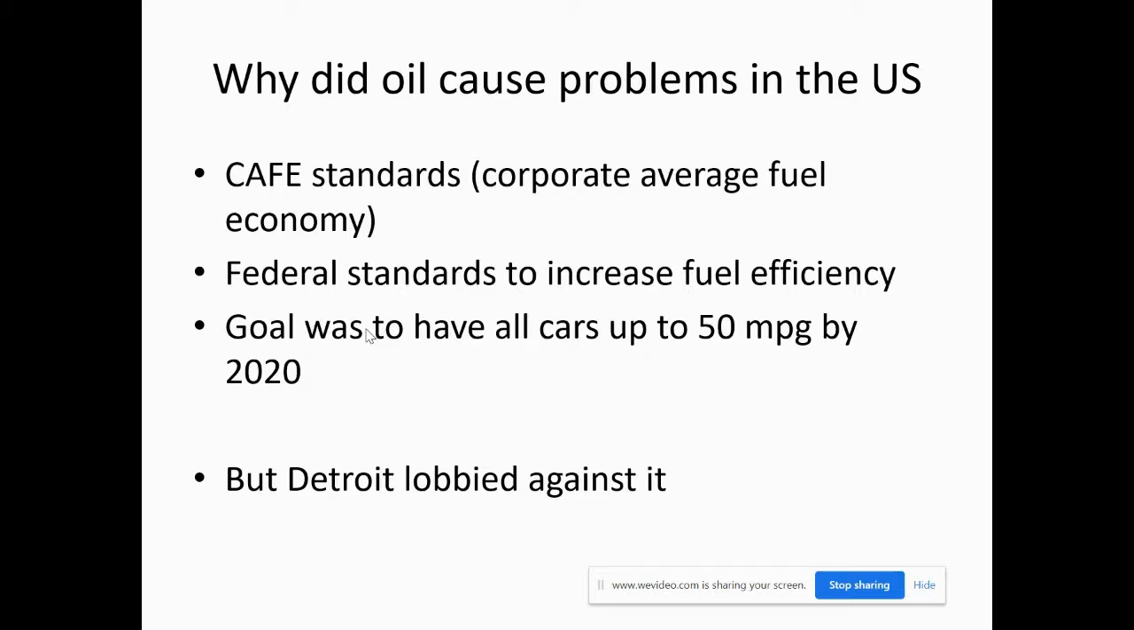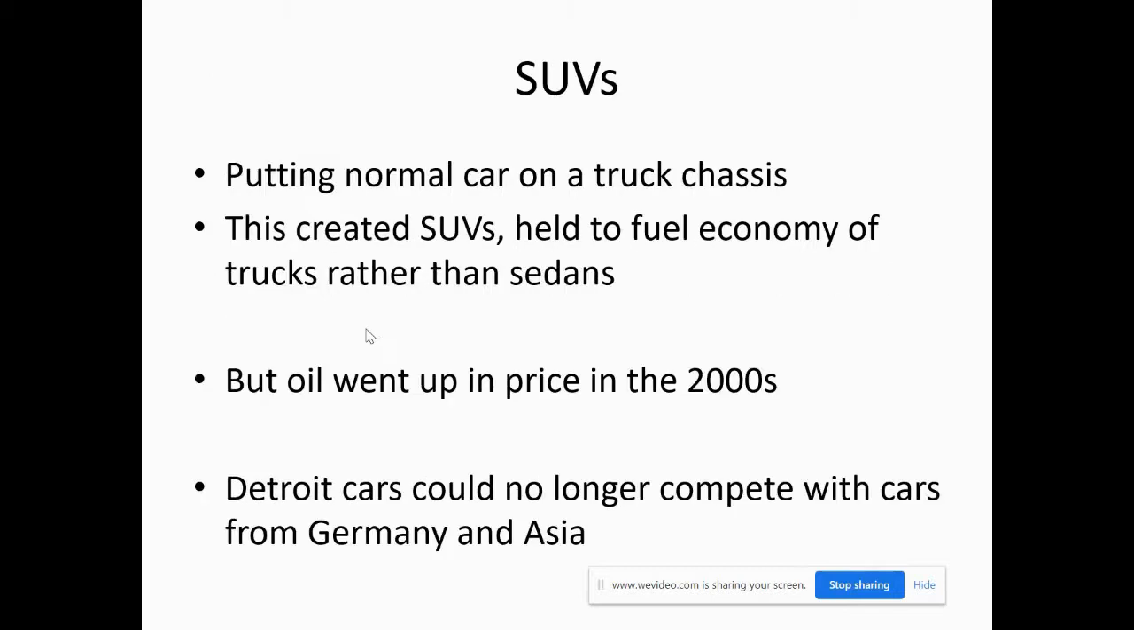Federal standards for the longest time through various presidents, including George W. Bush and President Obama and Bill Clinton, we kept nudging up fuel economy standards. The goal was to have cars up to 50 miles per gallon by this year. Detroit auto manufacturers lobbied against it, so did a bunch of politicians in the oil industry. They wanted us to get SUVs. And in case you didn't know, all an SUV is, it's a minivan stuck on a truck chassis.